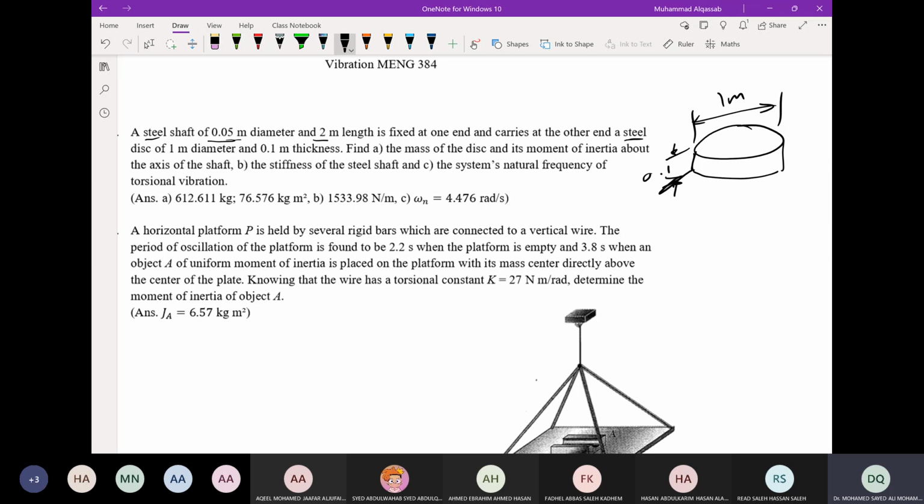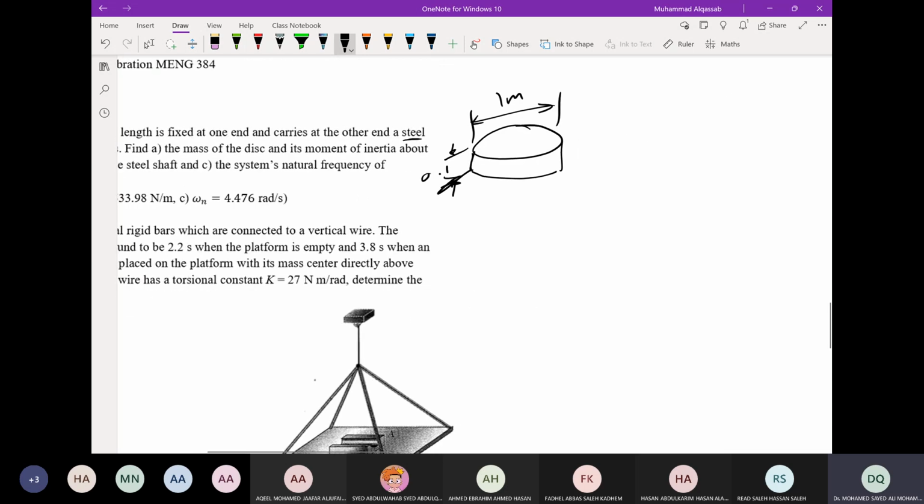Okay, and this is made of steel. Find the mass of the disk and its moment of inertia. The mass of the disk is from the volume and the density. So M equals rho times V, and you find rho for steel. Okay, the volume is the volume of the shape of the disk, which is a cylinder. And the moment of inertia about CG is equal to 1 over 2 m r squared for a disk.